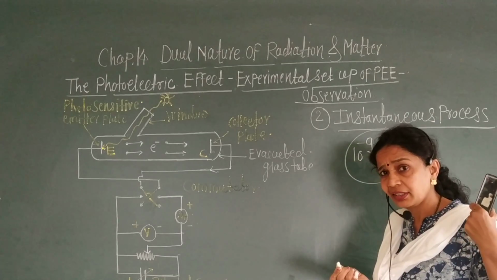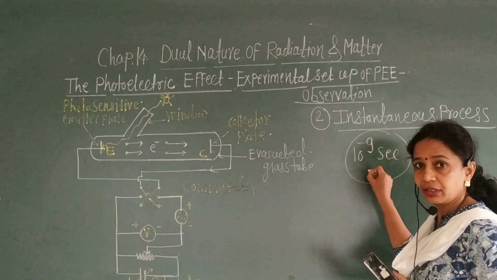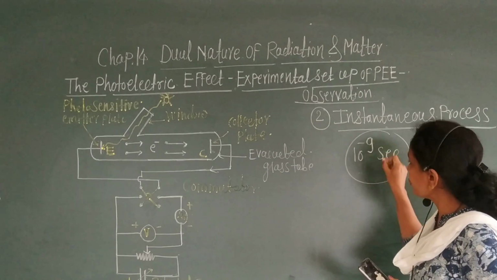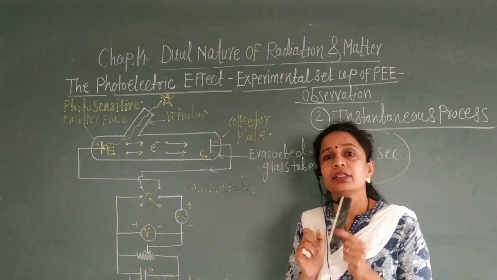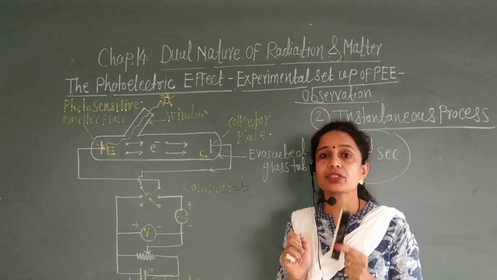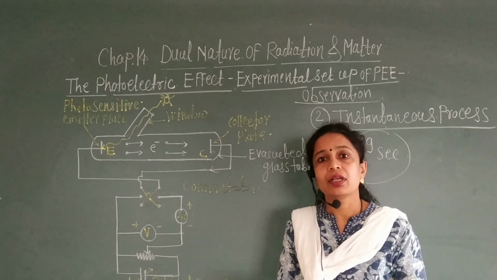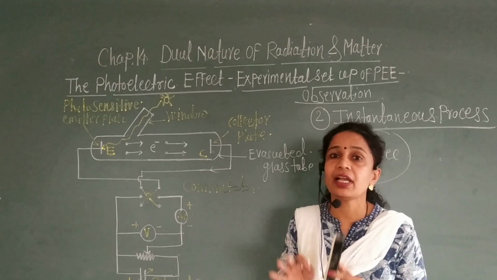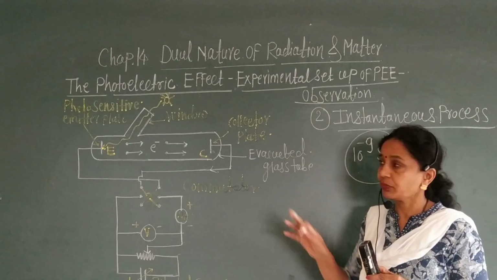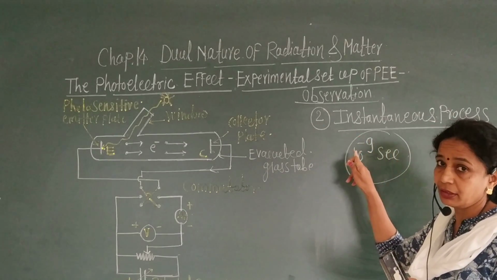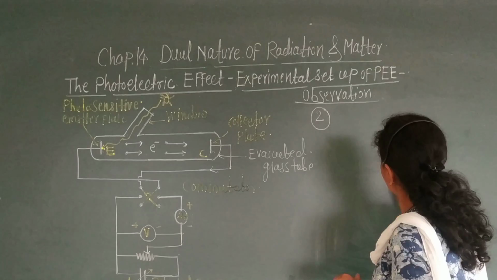Photoelectric current started instantaneously within the time 10 raised to minus 9 second. Therefore, this is the instantaneous process. There was no time lag between the incident of radiation and the emission of photoelectrons. This is the second observation. Now, third observation.